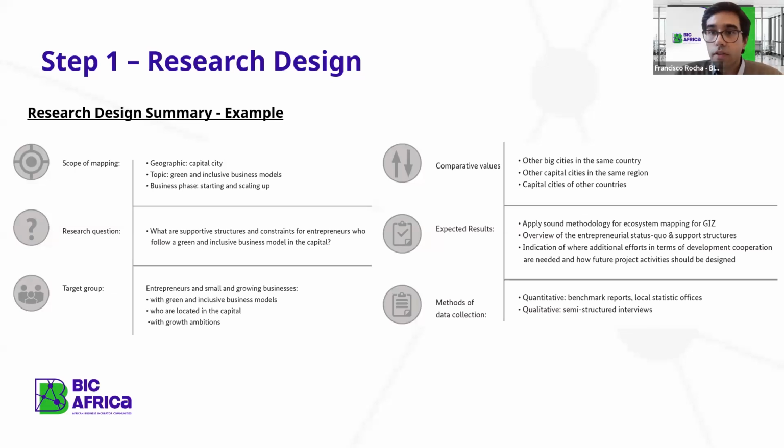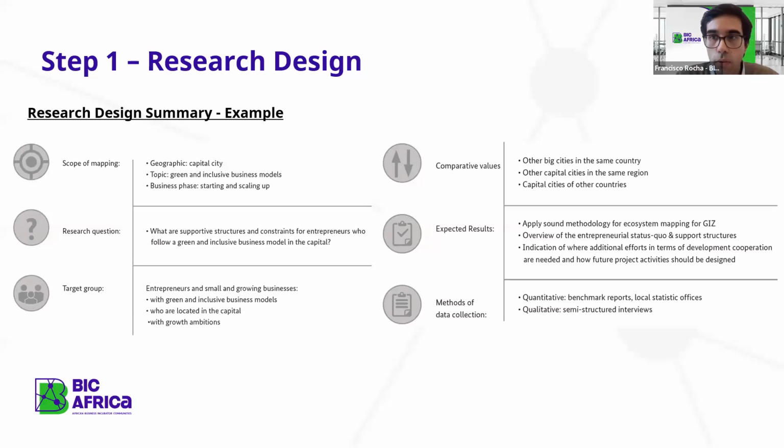The second point concerns the research questions, and this is very important. So we want to have factors such as the relevance of our research question, the feasibility and clarity of what we are doing. So you see, for example, what are the supportive structures and constraints for entrepreneurs who follow, and in this case, the topic is focused on green and inclusive business. So follow a green and inclusive business model in the capital. So we want to answer this question to understand what are the supportive structures and constraints for entrepreneurs, to understand how that is going in the ecosystem.